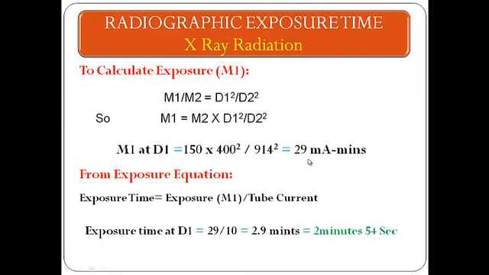So we will divide this M1 data by the tube current, as we knew that the exposure time is equal to exposure over the tube current. When we put the data into this equation, we will have the exposure time at D1. So the exposure time at D1 is equal to 2 minutes 54 seconds.